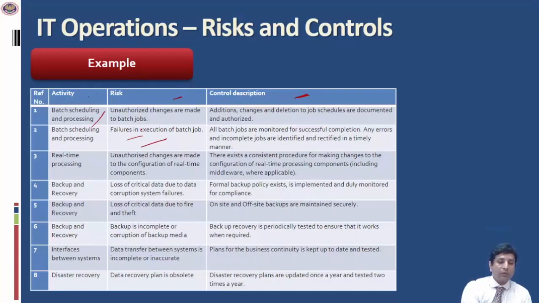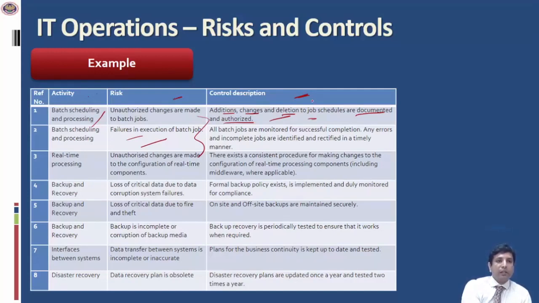For these two risks, we can see there are two controls which are put into place by management. What are they? To address the risk of unauthorized changes to batch jobs, the control is that any addition, change and deletion to batch jobs is documented and authorized. So here we see there is a process of authorizing any type of change to a batch job, and we need to understand, evaluate and validate the control which is mentioned here.